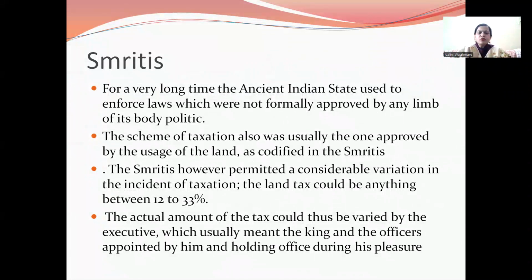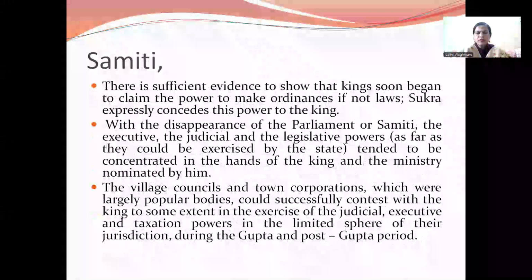For a very long time, the ancient Indian state used to enforce laws which were not formally approved by any limb of its body politic. The scheme of taxation was also usually the one approved by the usage of the land, as codified in the Smritis. The Smritis, however, permitted considerable variation in the incidence of taxation. The land tax could be anything between 12 to 33%. The actual amount of the tax could thus be varied by the executive, which usually meant the king and the officers appointed by him and holding office during his pleasure.